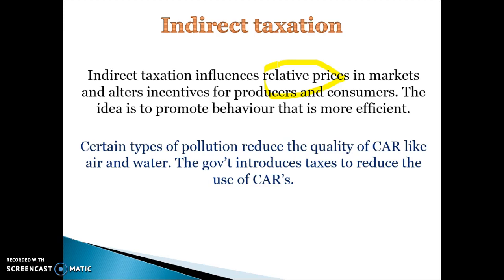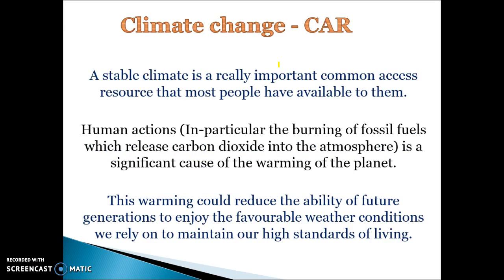So the government introduces these taxes to try and reduce the use of common access resources. So climate change, for example, is a common access resource. The common access resource in this case is the stable climate. So stable climate is the common access resource, and it's really important that we preserve this resource for future generations.